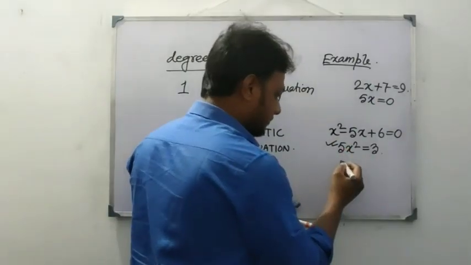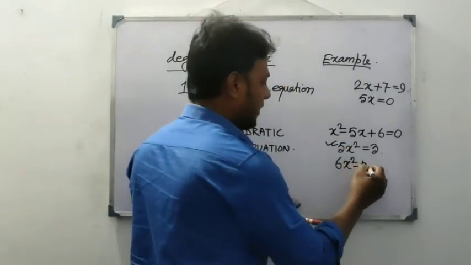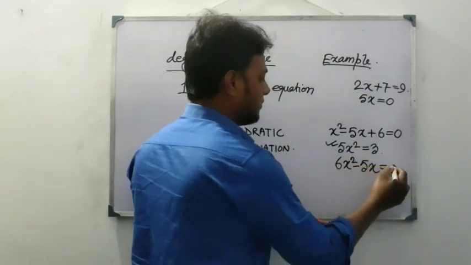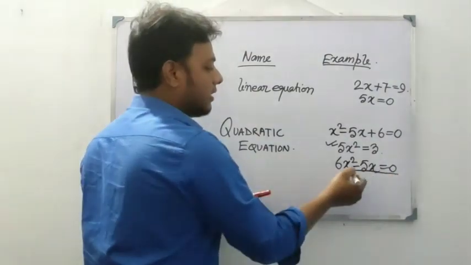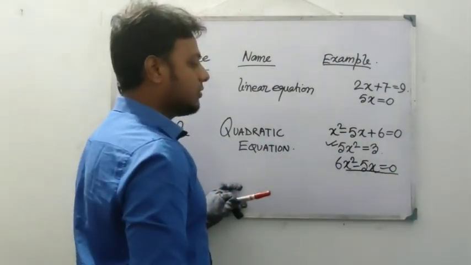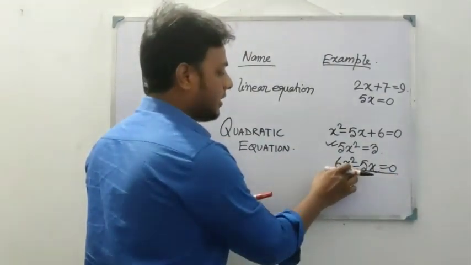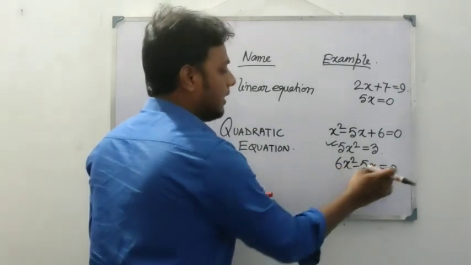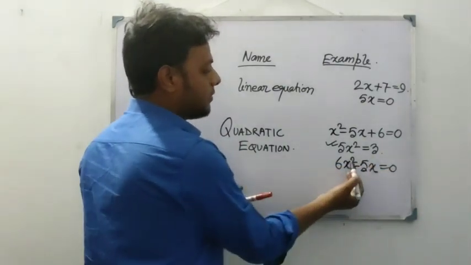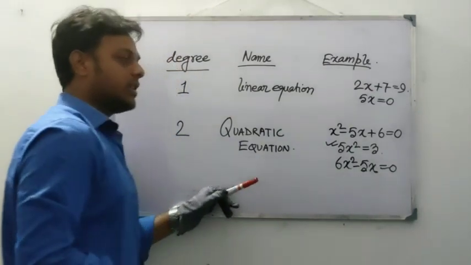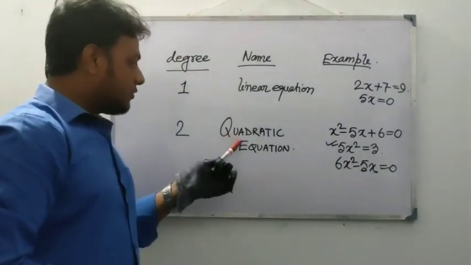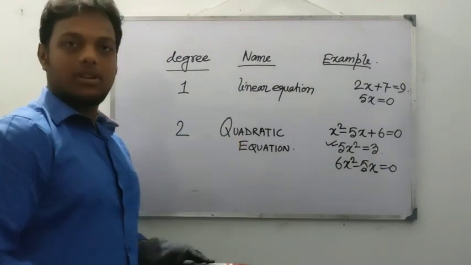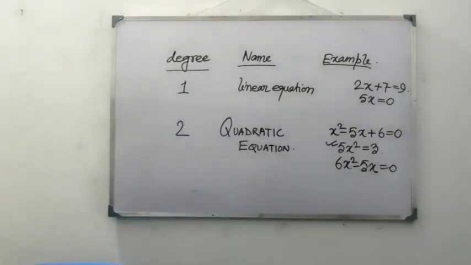And suppose x² - 5x = 0. This is also a quadratic equation. 6x² - 5x = 0: why? Clearly this is an equation of x and the highest power is 2. So this is also a quadratic equation. And today we are going to discuss quadratic equations. So first write down the definition of a quadratic equation.